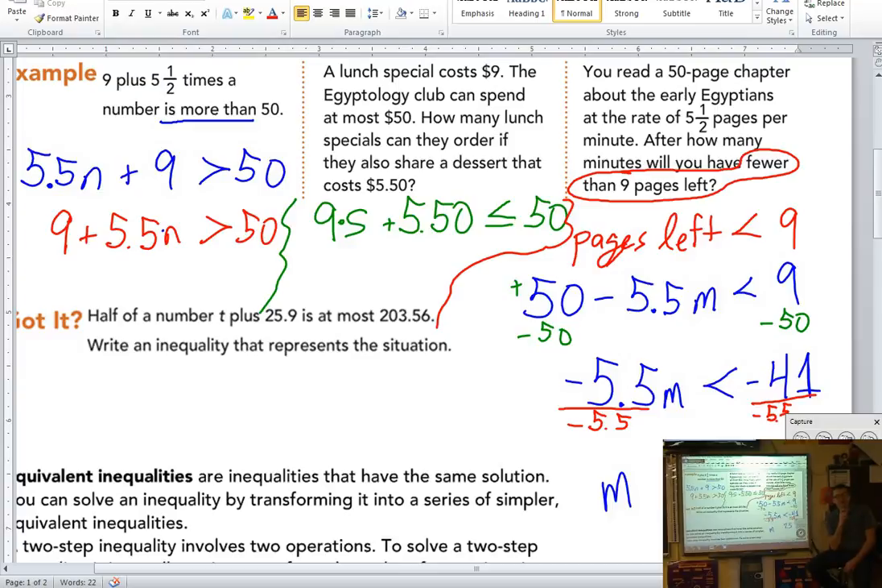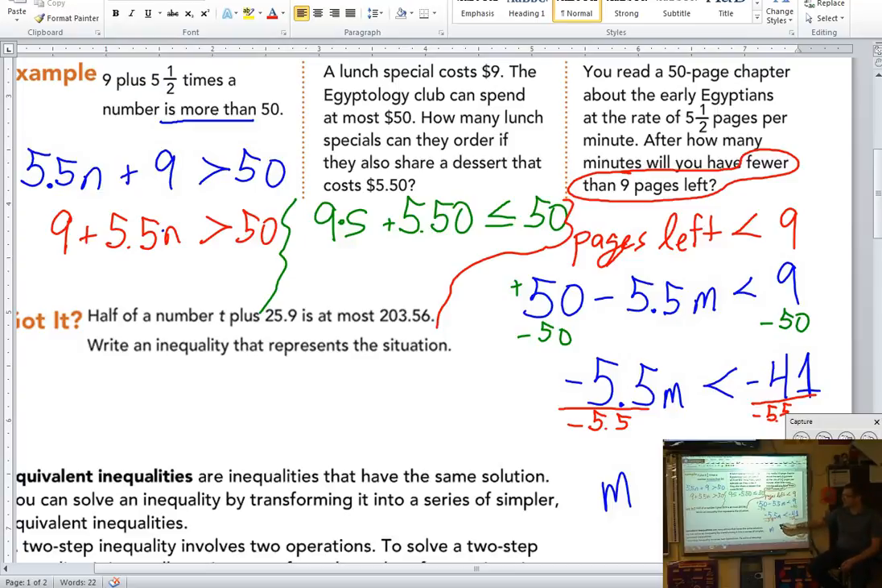But think about this situation. Don't think about the math right now. Think about the situation. I'm reading. I want to know how long it will take me to have less than 9 pages. So if I read for a certain amount of time until I hit 9 pages, what if I want to keep having less than 9 pages? What about my time? Is it going to take more time or less time to have fewer pages left? More time, right? So to have fewer pages left, I need more time to read.